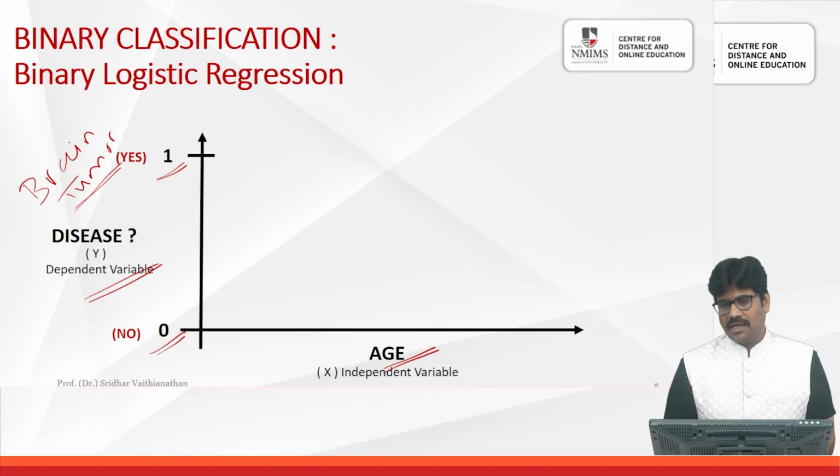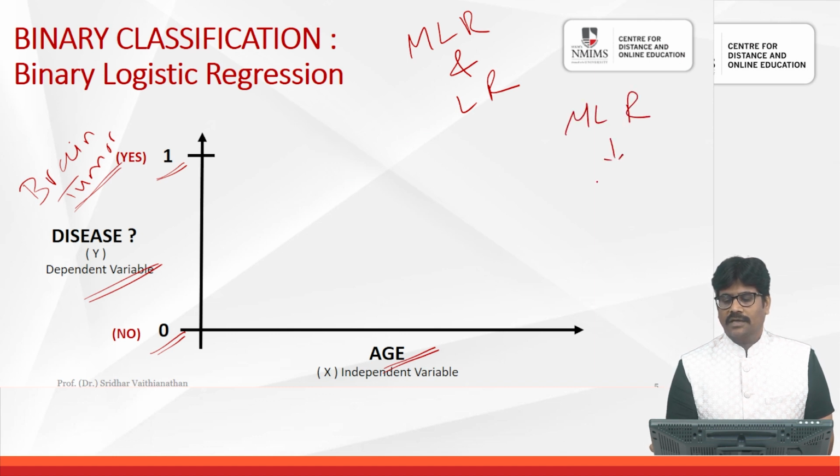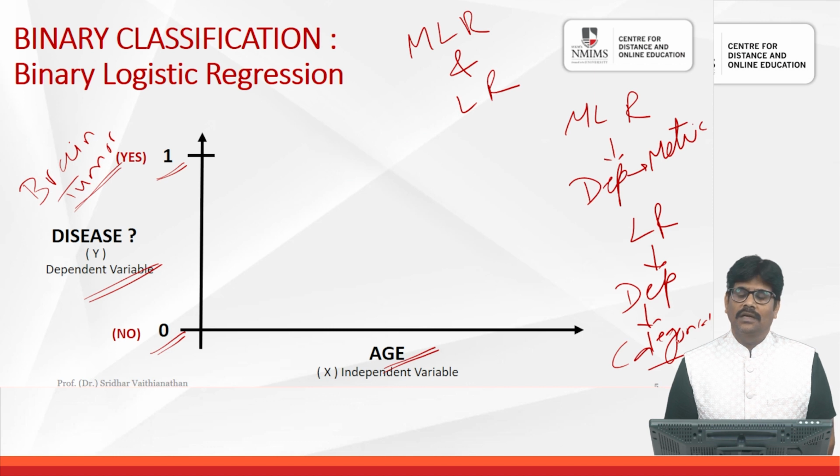Now the question arises, what is the difference between multiple linear regression and logistic regression? As you might have correctly understood now, in multiple linear regression the first criterion is that the dependent variable has to be metric, and in logistic regression, as you can clearly see, the dependent variable is non-metric, that is categorical. So this is a clear-cut difference between multiple linear regression and logistic regression.